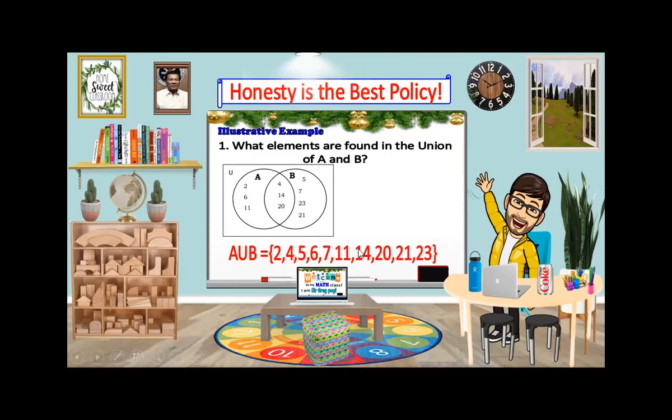Those are the elements present in set A and set B, because union nga, iko-combine lang natin. This U represents our symbol for union. So, A union B equals 2, 4, 5, 6, 7, 11, 14, 20, 21, 23. Okay? Then number 2: what is the cardinality of the union of set A and set B?